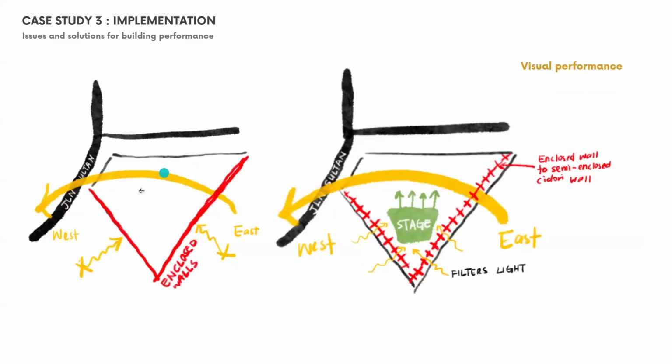So one of the solutions, so this is the existing condition. You can see the one labeled red is enclosed walls, and light is not able to penetrate these enclosed walls. So one of the solutions is incorporating Sidori walls to transform this enclosed wall into more of a semi-enclosed space. So it allows the sunlight to penetrate into the interior spaces. It also helps to filter the strong light into a softer lighting for the opera performance. So you can place the stage around this area, and then the audience will sit around this area.